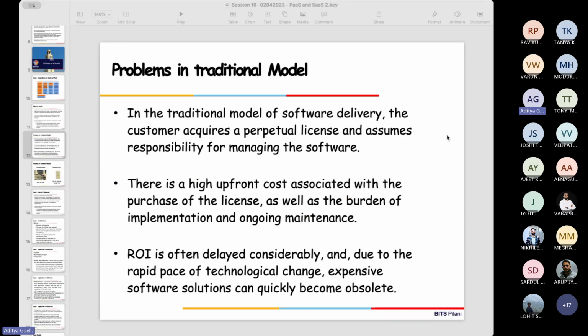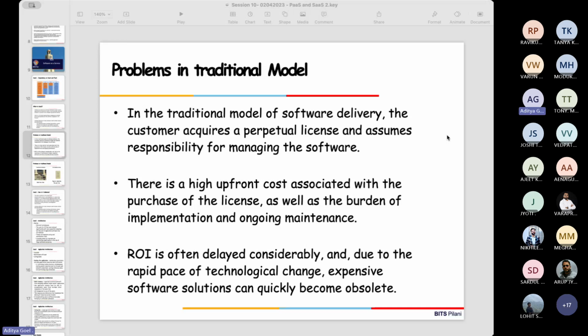So we have already discussed the problems of the traditional model. The first one is the licensing costs. Who has to manage the software? It is the owner who has to manage the software. It requires purchasing the license, which has a high upfront cost, and finally also has the ongoing maintenance cost.